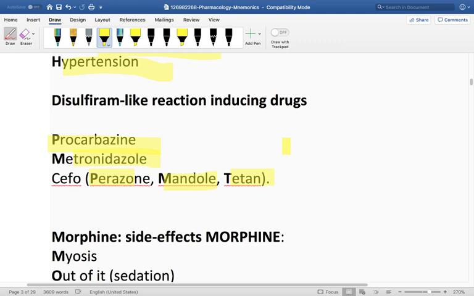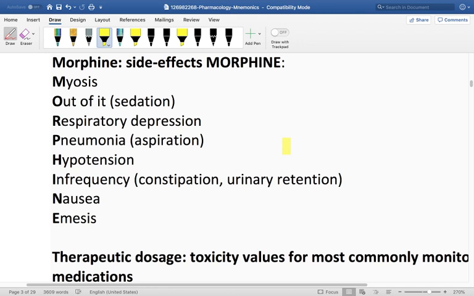Now, doctor, morphine. What are the effects of morphine? Miosis, sedation, respiratory depression, pneumonia, hypotension, increased frequency, constipation, urinary retention, nausea, emesis, they're all the effects. It is the miosis that it typically will be leading to.